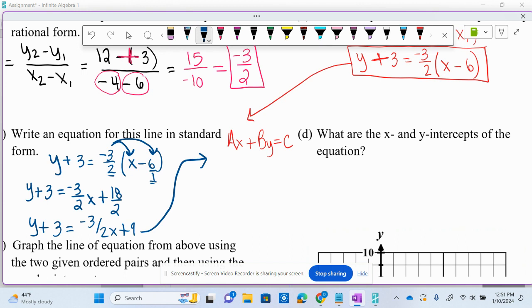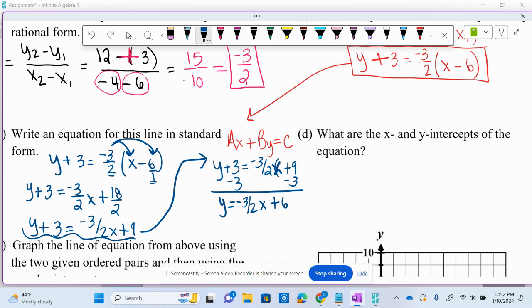What did we do to put it in y equals form? If I wanted to get y all by itself here, what would I do? I would subtract 3. So y plus 3 equals negative 3 halves x plus 9. I'm going to subtract 3 from both sides. So that gives me y equals negative 3 halves x plus 6. I still need to have the x and the y on the same side of the equal sign, and I don't have that. I need to move that x over to the other side. How am I going to do that?